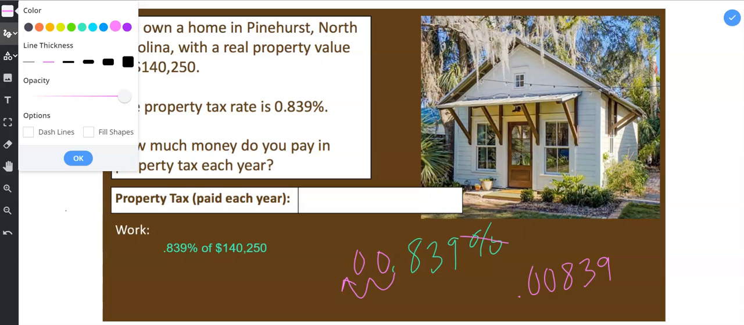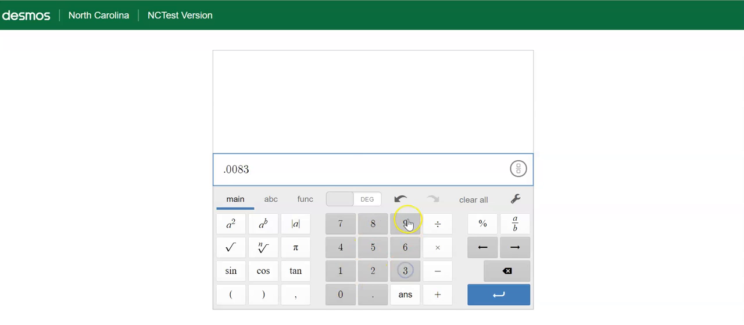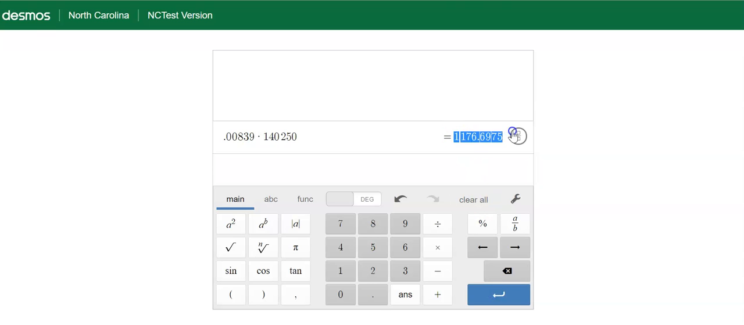I don't round that. And then I go ahead and type 0.00839. Now that it's in decimal form, I can multiply it by the $140,250. All right, let's go ahead and type that into the calculator. 0.00839 multiplied by $140,250. And this is the amount that we get, which we'll need to round.